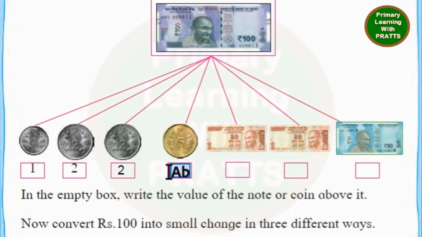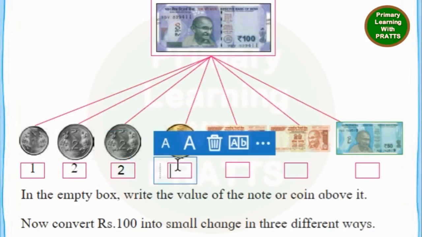The next one, this is a rupee 5 coin. So we will write rupees 5. Children, one more thing very important when we are doing these notes in currency is you have to learn to write the symbol of Indian rupee. So you must learn to write the symbol rupee. It is very important now because everywhere you will find this rupee symbol. So learn to write this rupee symbol.